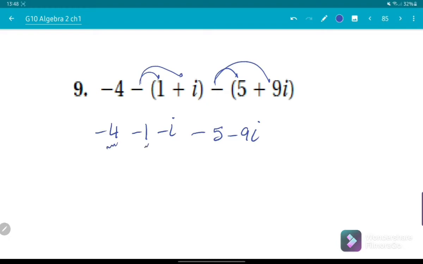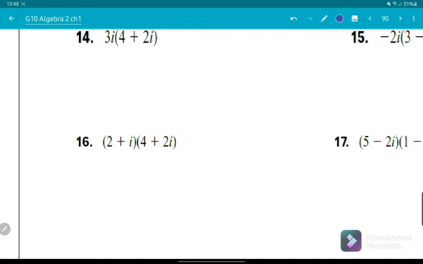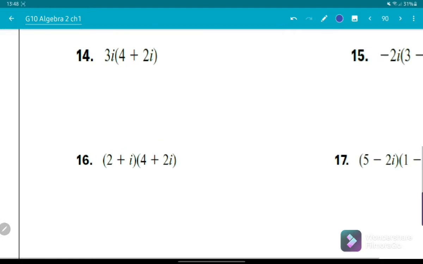Now combine the like terms. The real parts: negative 4, negative 1, negative 5 is negative 10. Negative i, negative 9i, and the answer will be negative 10i. Now, how to multiply complex numbers? For example, here we have 3i times the bracket containing 4 and 2i. You want to expand the brackets by the distributive property, so 3i goes inside the bracket for both terms. So 3i multiplied by 4 will be 12i.